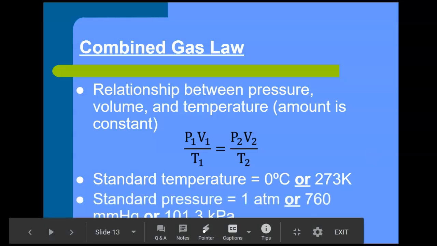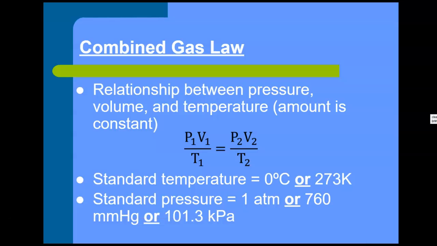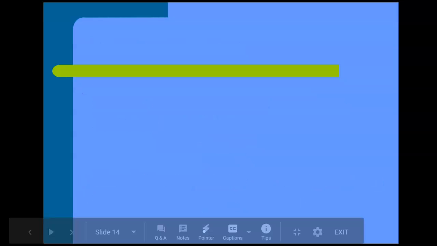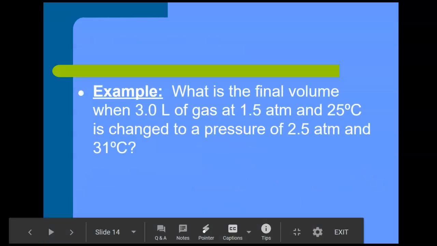And standard pressure, as you know, is all listed there. We have learned about those already. I bring those up again just so that you see them. All right, so let's look at an example problem.